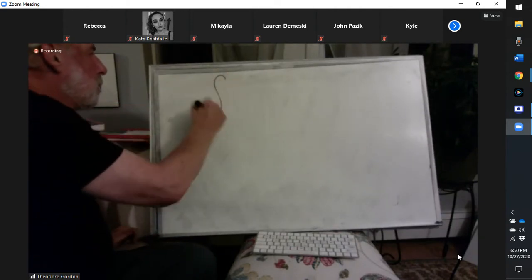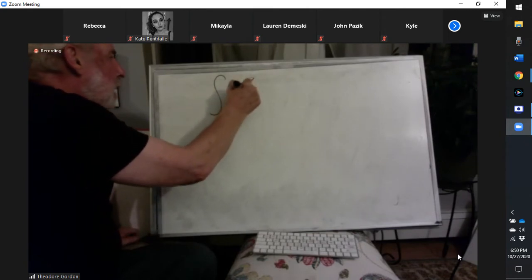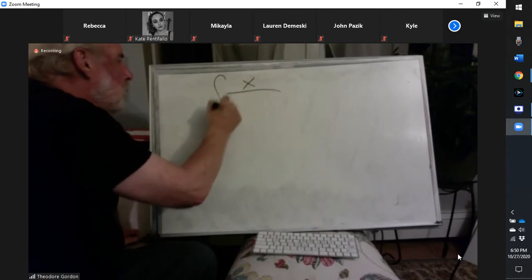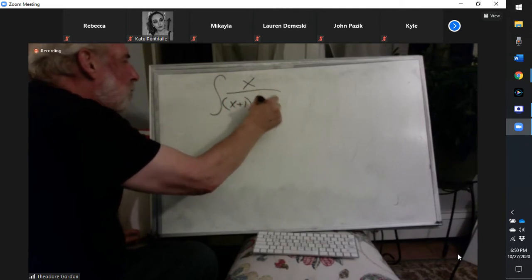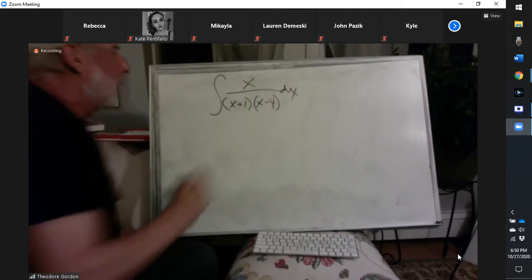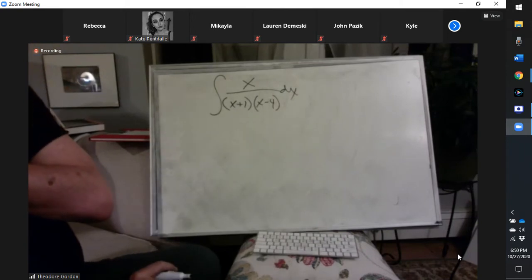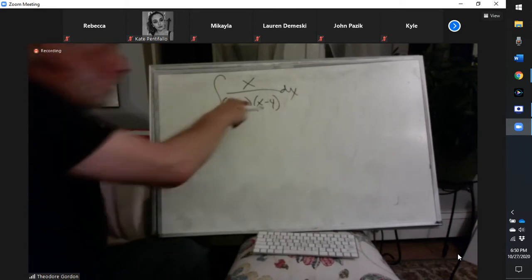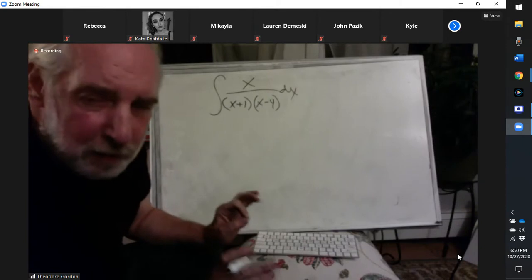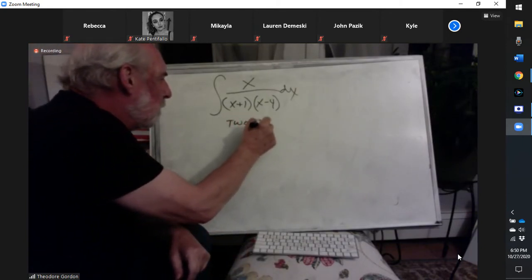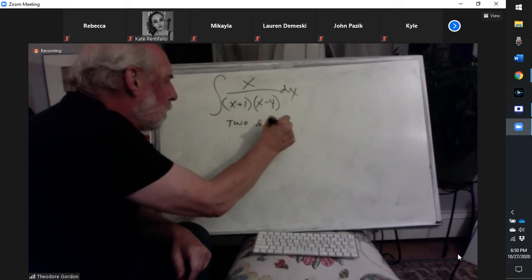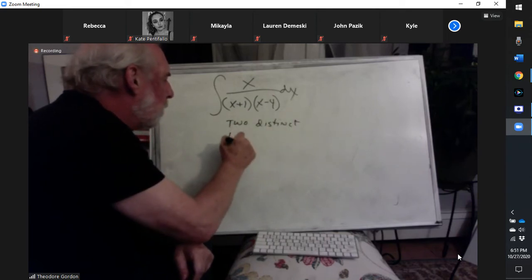So we have the integral of, let's say, x over x plus 1 times x minus 4 dx. Now, in the denominator, so it's all about the denominators here, we have two distinct linear factors.